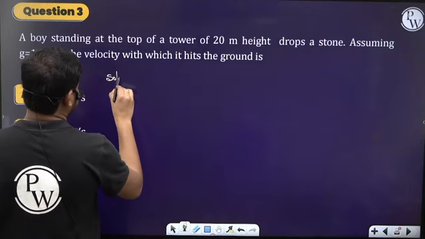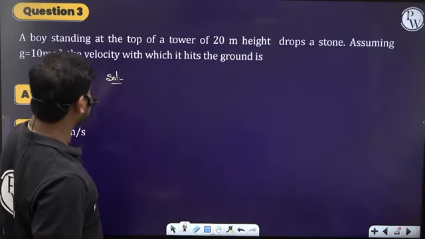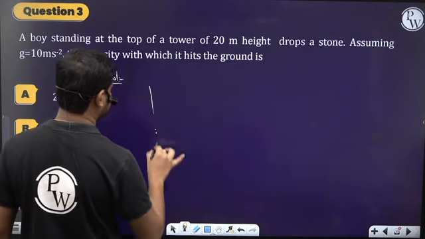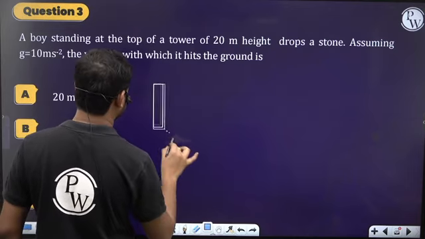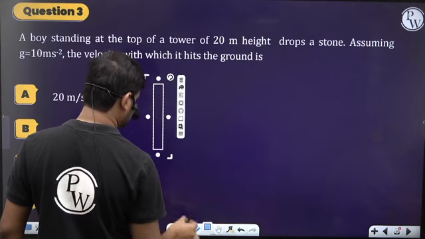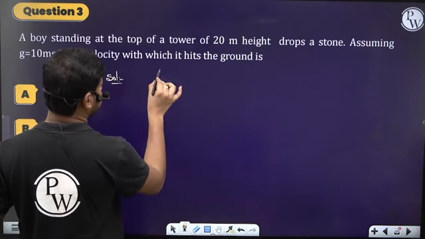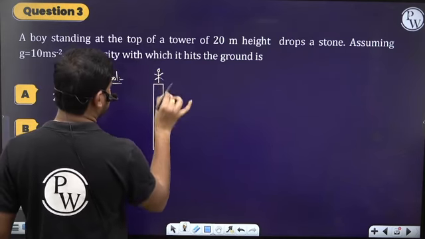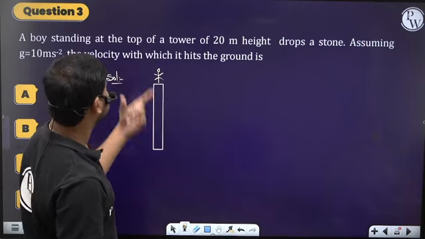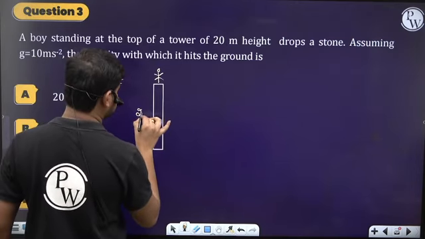So what does the question say here? A boy is standing at the top of a tower. Let's suppose this is a tower, and a boy, let's suppose Chintu, is standing here. The tower height is 20 meters total height.